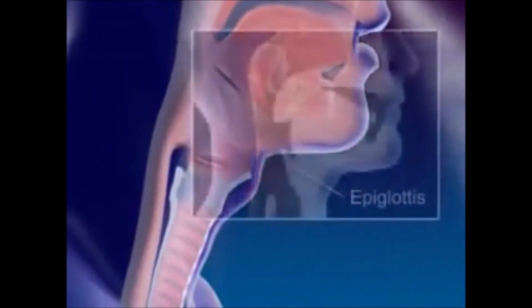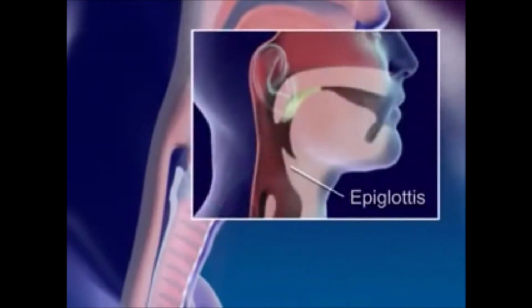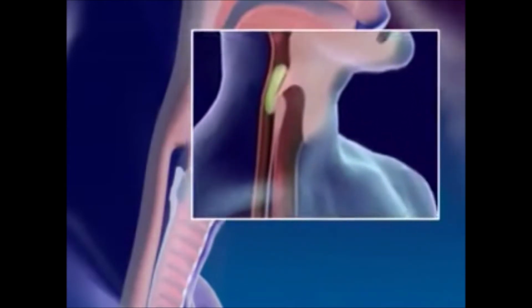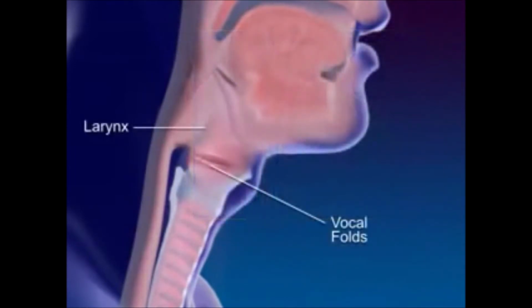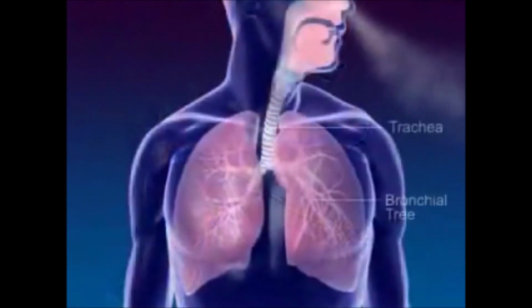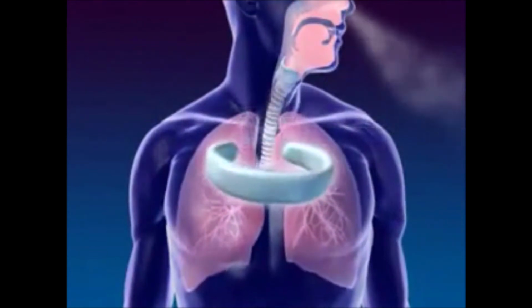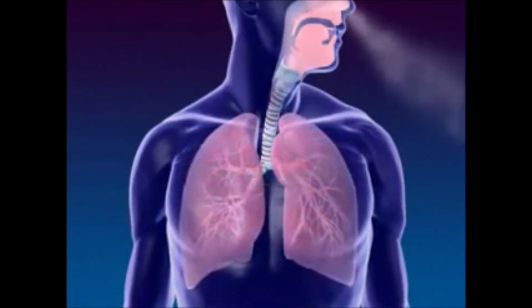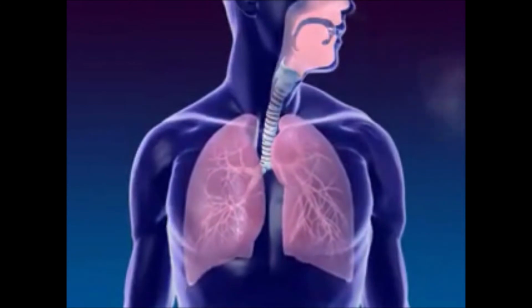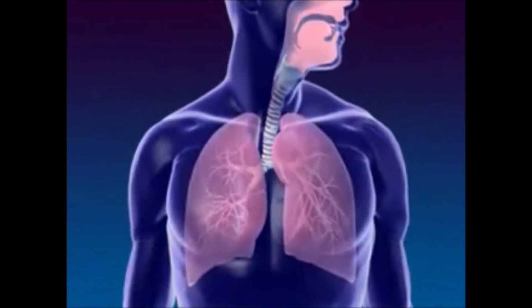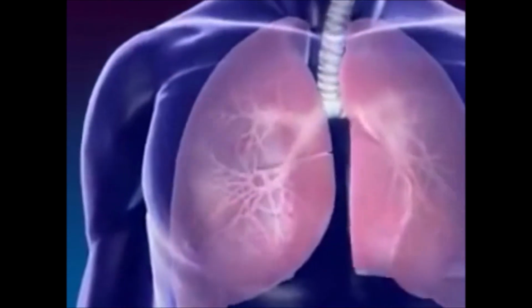Air continues on to the larynx. The epiglottis, a flap of tissue in front of the larynx, closes off the larynx when swallowing to prevent food from entering. The larynx or voice box contains the vocal folds. The trachea or windpipe connects the larynx to the bronchial tree. The cartilage rings of the trachea prevent the trachea from collapsing. Lungs are spongy tissue with alveoli and blood capillaries. Breathing occurs because of the expansion and contraction of the lungs.